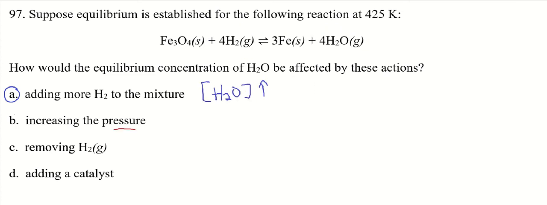Pressure is caused by the collisions of gas particles with the container. So this only applies to gases. You can disregard iron and the iron(III) oxide. This only applies to the gas molecules, which are the hydrogen and the water molecules. And notice that there are the same number of gas molecules on both the reactant and the product side. They're both 4 on each side.